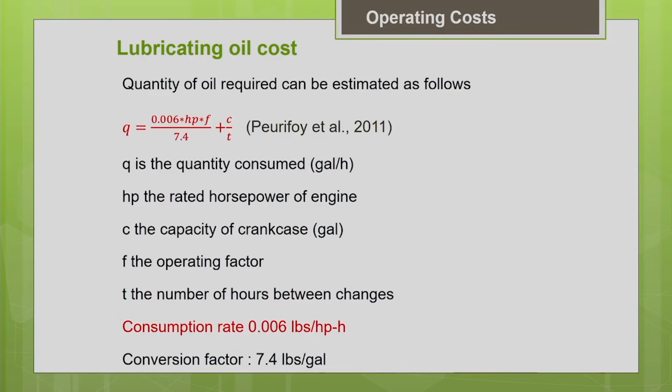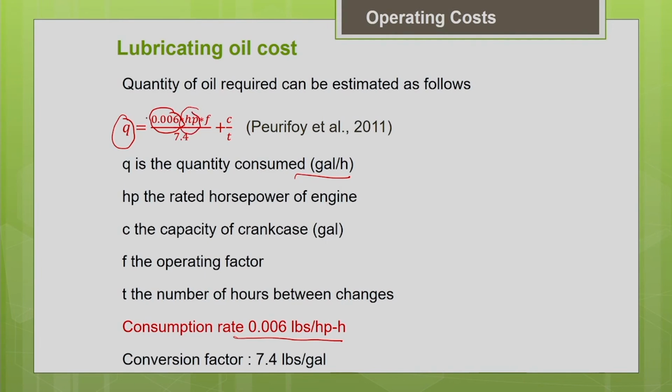Another thing is we also have theoretical formulae available in various literature to estimate the lubricating oil. This is one such formula. Q is the quantity of lubricating oil consumed, in gallons per hour. This 0.006 is the consumption rate of lubricating oil, 0.006 pounds per horsepower hour, so it depends upon the horsepower of the engine. We are going to adjust this value according to our project conditions.